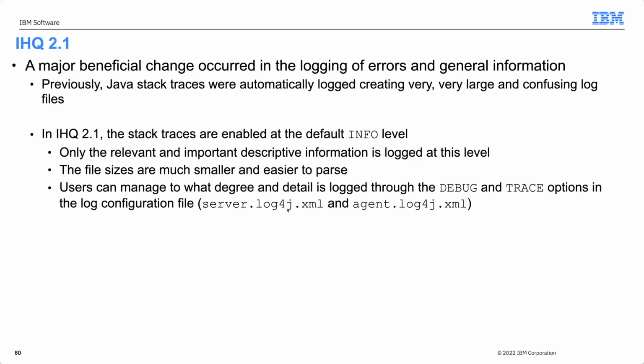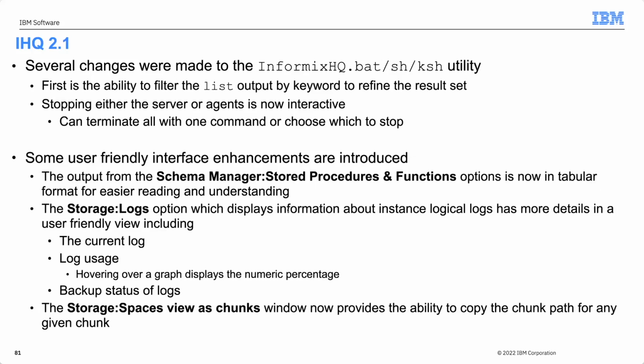However, you still have the flexibility to change what gets logged in the debug and trace options for both the server and the agents in their particular properties files. Some other changes that occurred in 2.1 are in the shell script utility that allows you to start and stop and make other changes to IHQ. Again, we now get the ability to filter results from a list command.